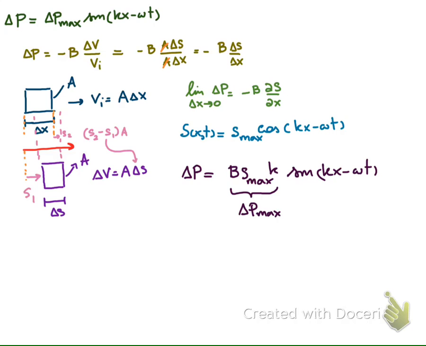we will have the wave function of the pressure wave. Okay, delta P is equal to delta P max sine kx minus omega t. Okay, so that is the mathematical description of the sound wave in terms of the pressure wave.